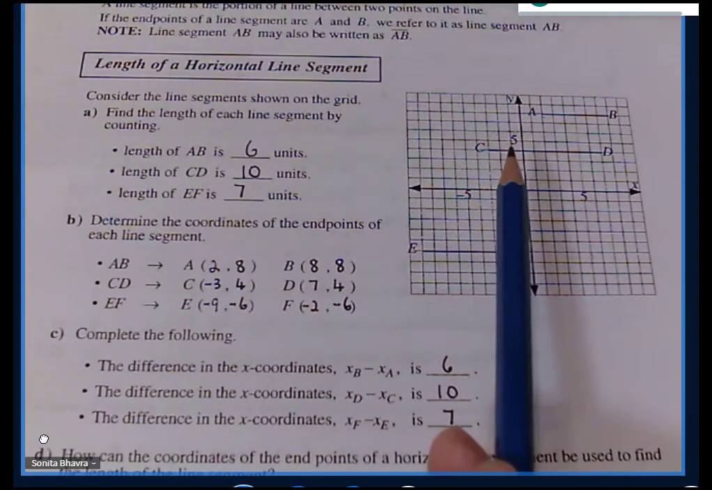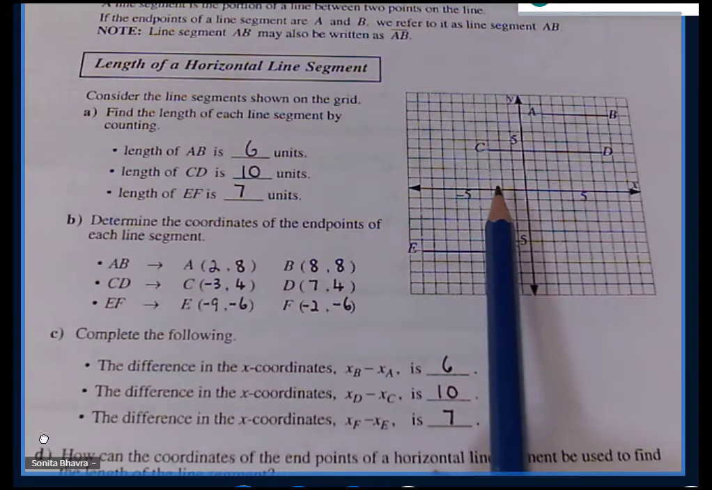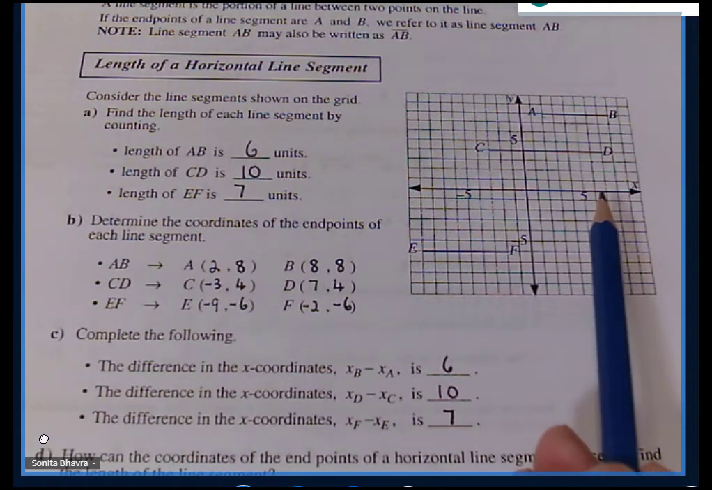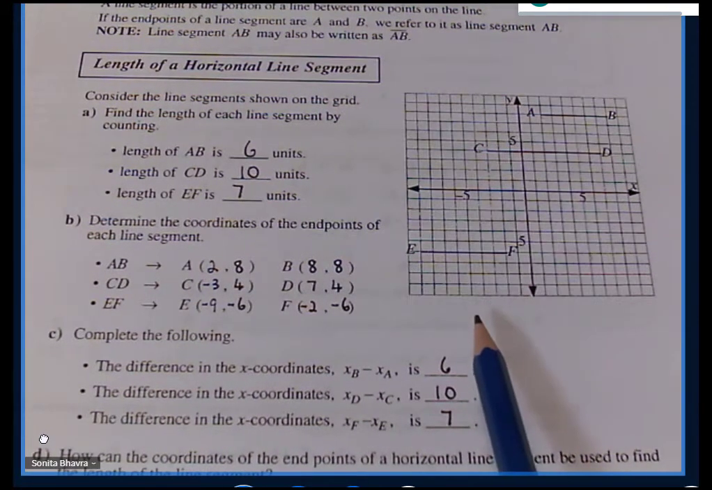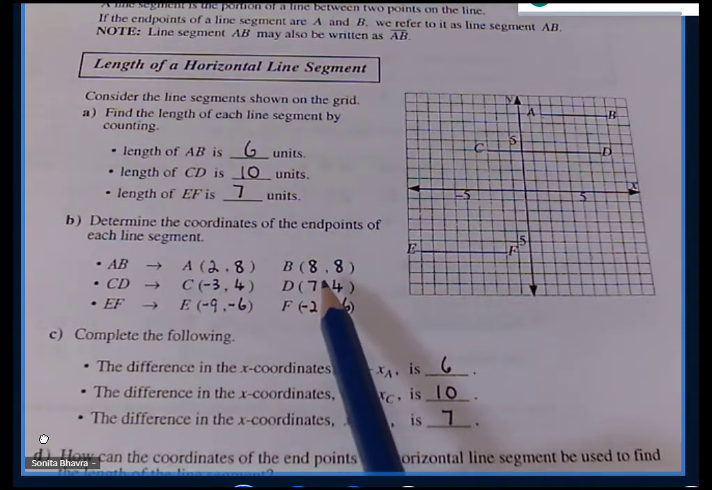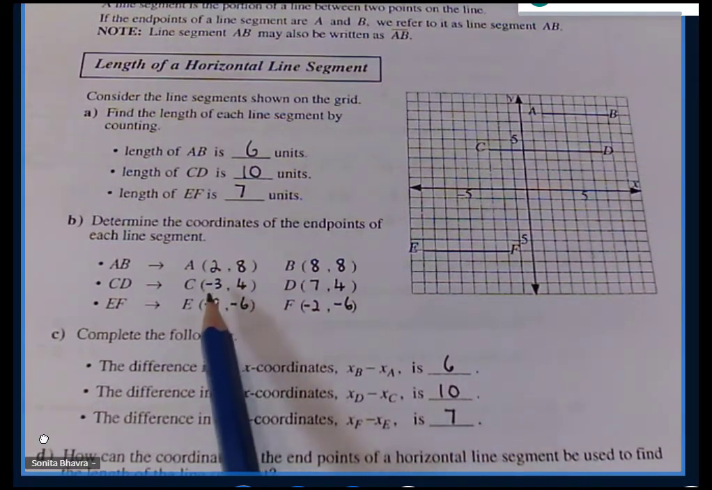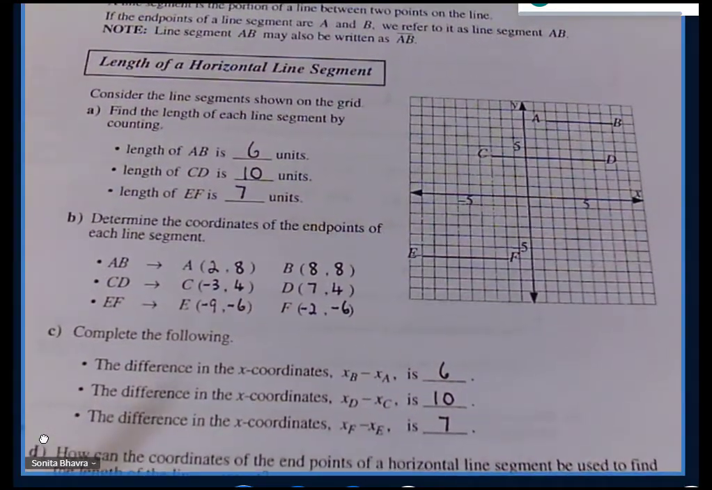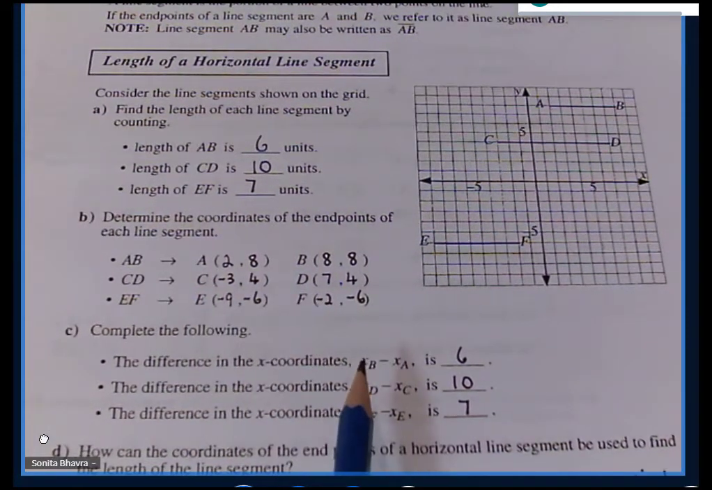Let's look at CD. The endpoint C is -3 and 4, and the endpoint for D is 7 and 4. So again, you can subtract your x coordinates. So we would subtract 7 minus -3, that gives you 10. So just take the difference of the two coordinates.